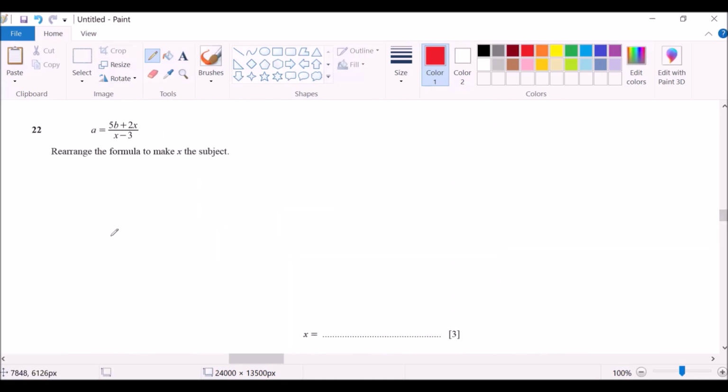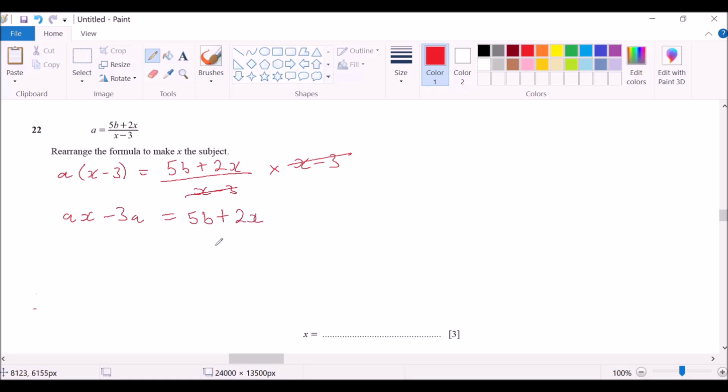Now let's move on to question 22. Rearrange the formula to make X the subject. Now we get rid of fractions by multiplying the left-hand side and the right-hand side by X minus 3. So it becomes A times X minus 3 being equal to 5B plus 2X over X minus 3 times X minus 3. X minus 3 cancels there. So now we have X minus 3A being equal to 5B plus 2X.